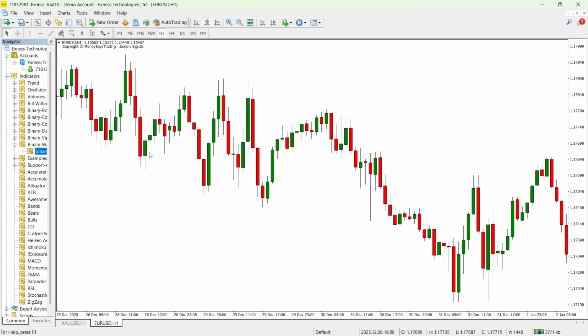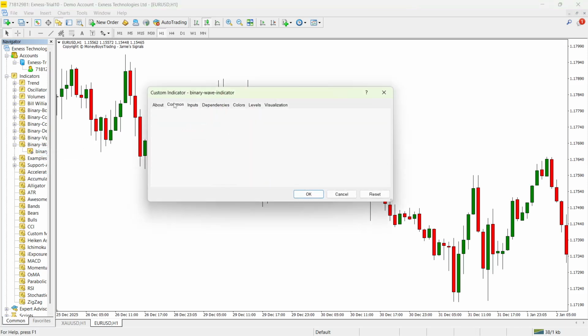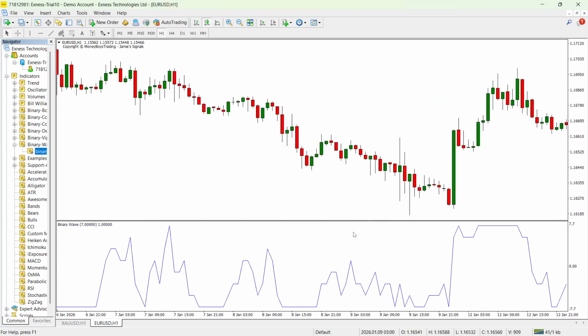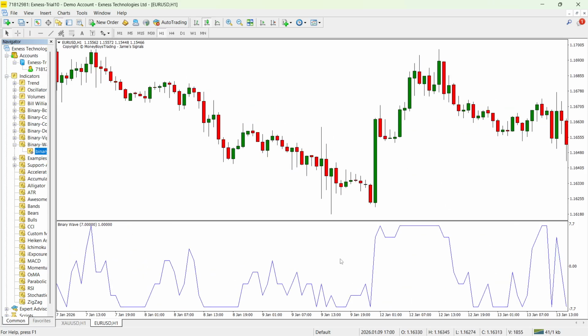At this point, I'll load the indicator on the chart so you can see how it looks in real time. But allow the DLL imports, and there we have it. In a separate sub window, the binary wave indicator plots a single line that oscillates between negative and positive values, often within a band such as about -7.7 to +7.7, as you can see over here, with the current maximum weight shown in the corner.